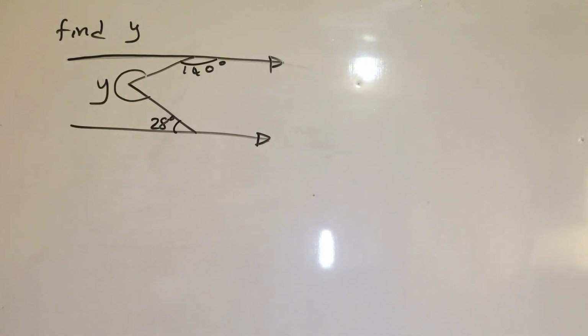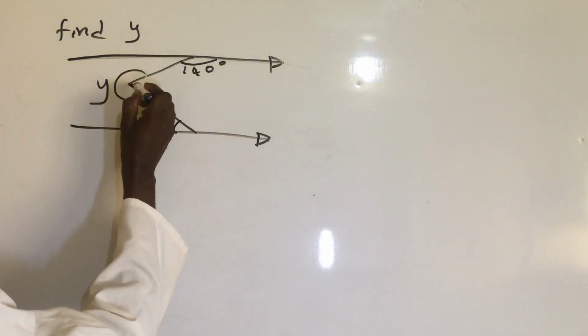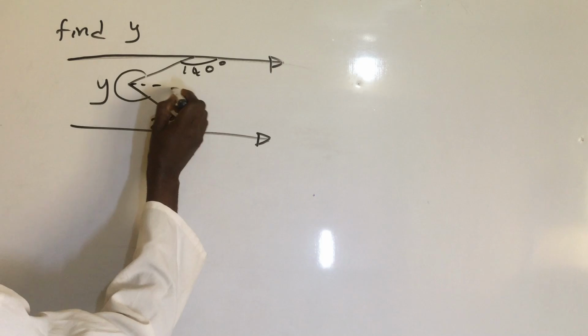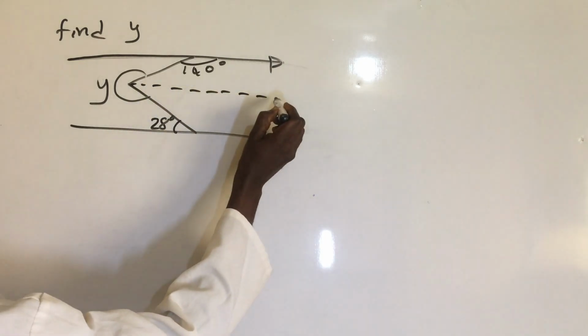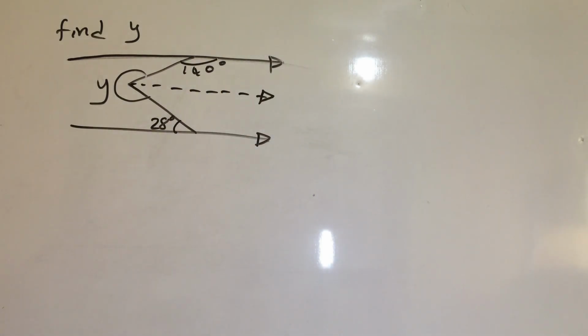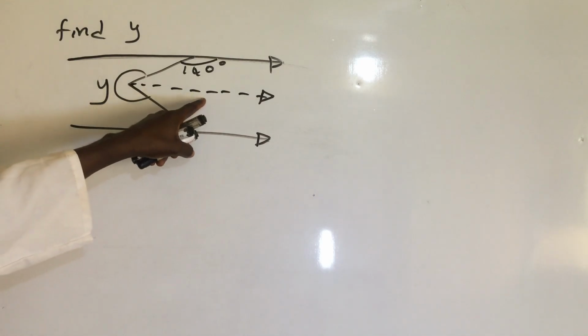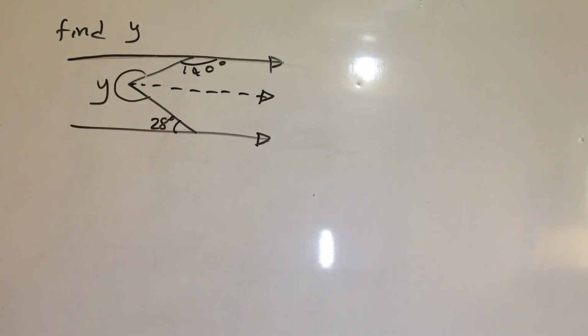Okay? Now, in order to make it possible, we will create another parallel line by ourselves. Create it here and indicate that it is parallel to the previous two lines. I created this line and indicated that it is parallel to these two lines. It has now given us a link.